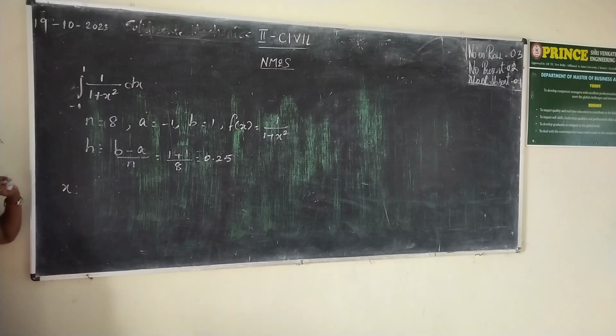What is the lower limit? -1. What is -1 plus 0.25?